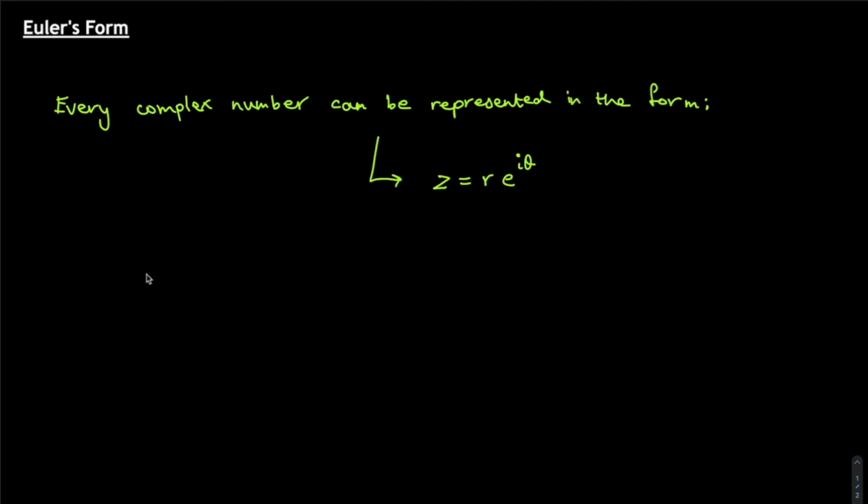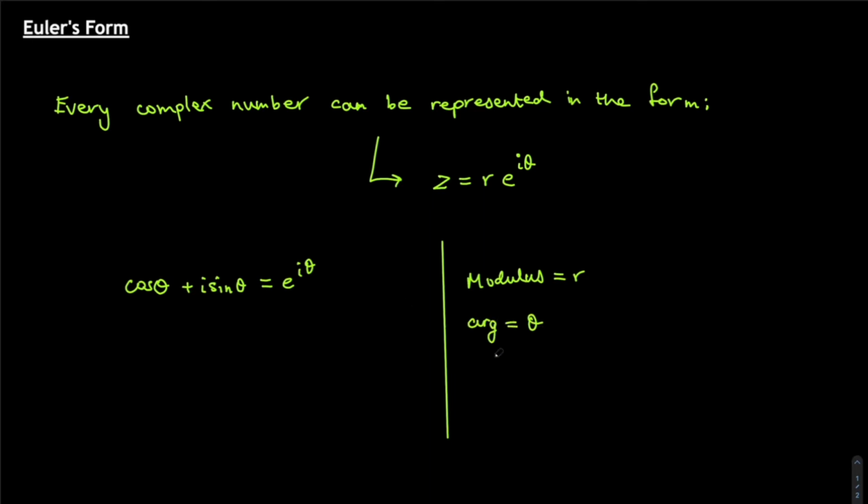Okay, and where cos theta plus i sine theta, let me rewrite this. So cos theta plus i sine theta is equal to e raised to the power i theta. Okay, so in this case, what we have is our modulus, right? Our modulus of the complex number is r. Our argument is theta, and our conjugate, right?